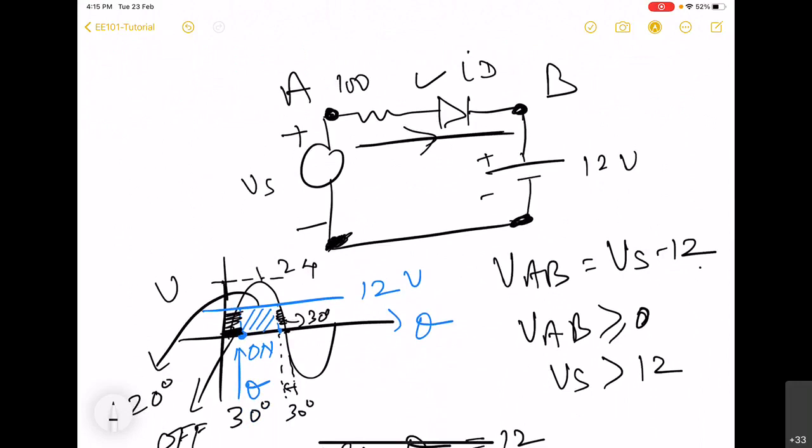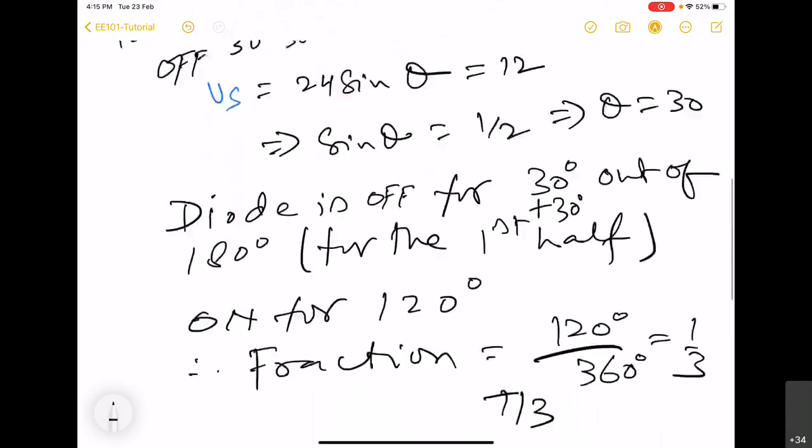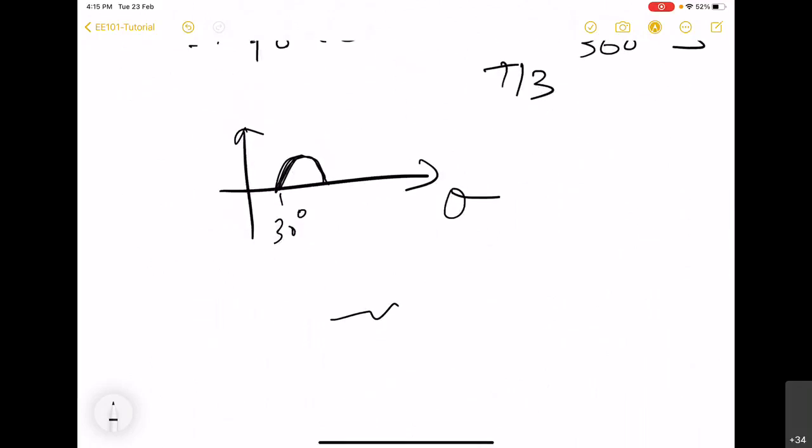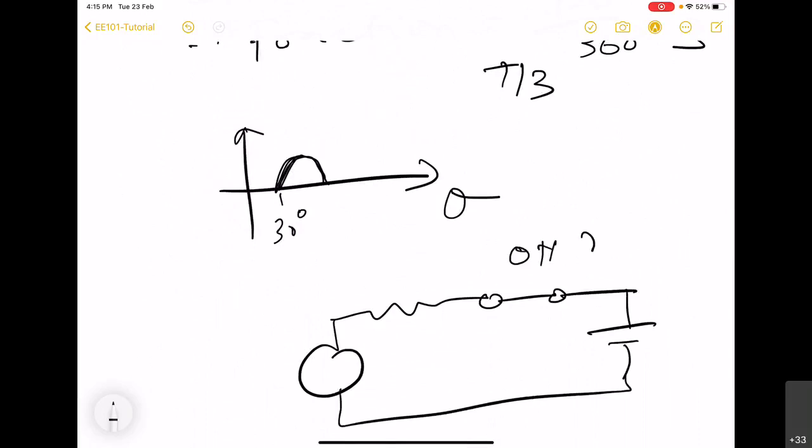So when it achieves this maximum voltage, this Vs becomes maximum voltage. In that case, this diode and resistor will experience the maximum voltage. And when diode is on, it can be substituted by short circuit. So when diode is on, this is going to be the circuit, and this is 12 volt. This is 24 sine theta.